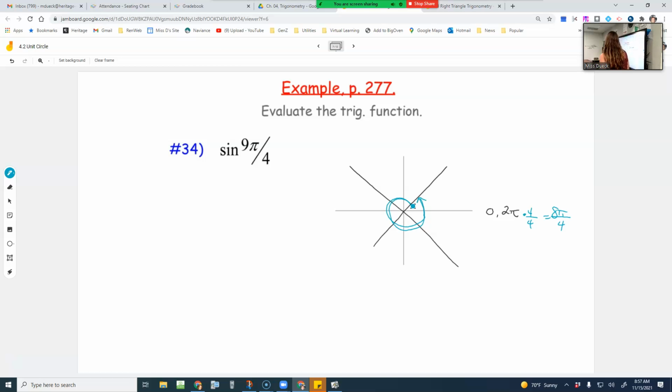Look at you guys go. But just because it's bigger doesn't mean that it's not still, remember, a bigger angle just has you rotating more. If it has you rotating more, you're just going to land on one of the old-fashioned angles. And what's the old-fashioned angle? Pi over 4. It's a coterminal angle. It's landing on pi over 4. So therefore, if I'm looking for sine, add a pi over 4, which is a 45.